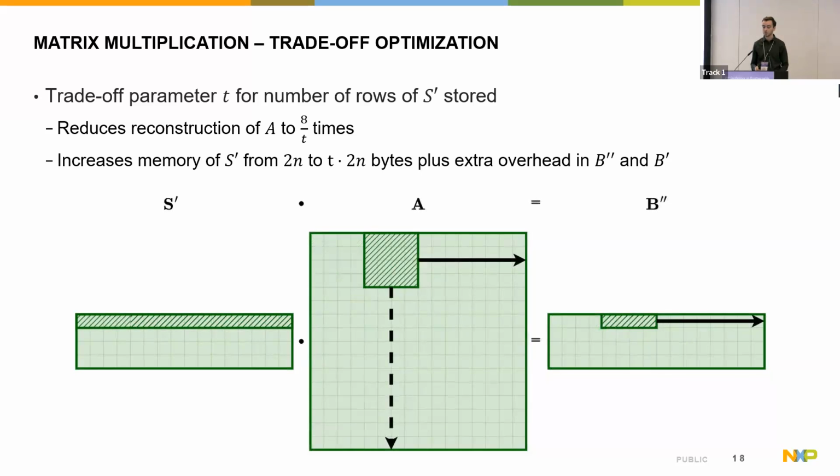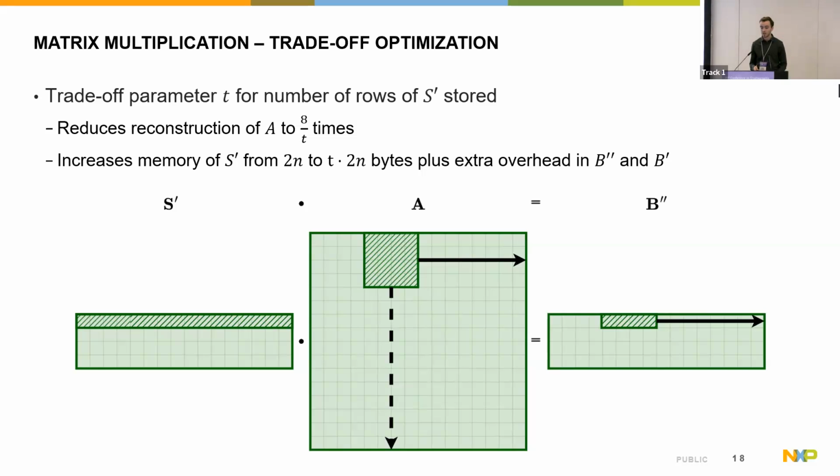Then in the outer loop, we keep the same row of S prime, but we go into the next set of columns of A. So every time we do this iteration of the outer loop, we have computed exactly 8 elements of this B double prime, and we immediately already have to do this comparison with B prime.